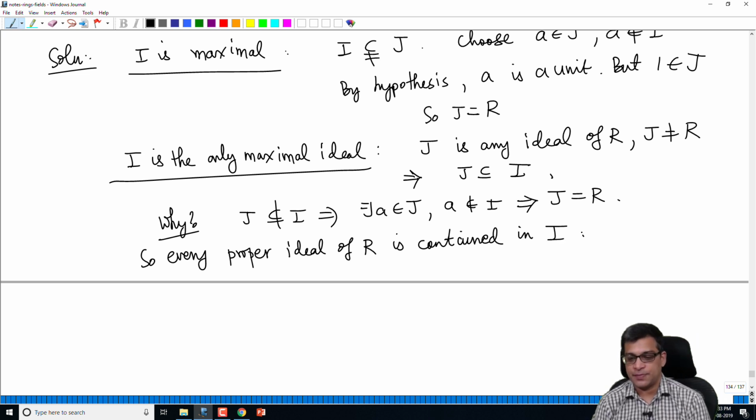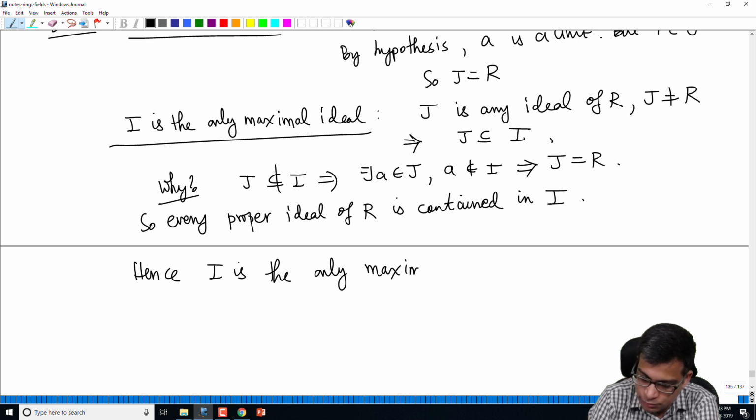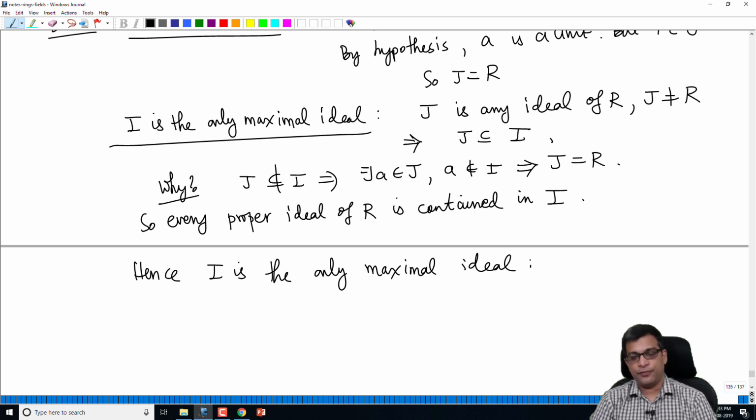But this means I must be the only maximal ideal, right? Hence, I is the only maximal ideal. Why is this? This is because if there is another maximal ideal, we know it is a proper ideal, but then it must be contained in I. But a maximal ideal cannot be contained in a bigger ideal I unless it's equal to I. So it is equal to I. So no other maximal ideal can exist.